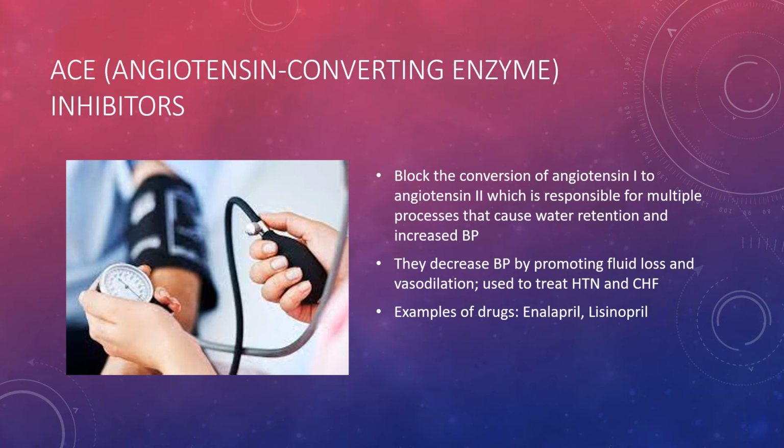Then we have ACE inhibitors, angiotensin converting enzyme inhibitors. These block the conversion of angiotensin 1 to angiotensin 2, which is responsible for multiple processes that cause water retention, therefore increasing blood pressure. So they decrease blood pressure by promoting fluid loss and vasodilation, so used to treat things like hypertension and congestive heart failure. These are your prils, P-R-I-L. So examples would be enalapril and lisinopril.